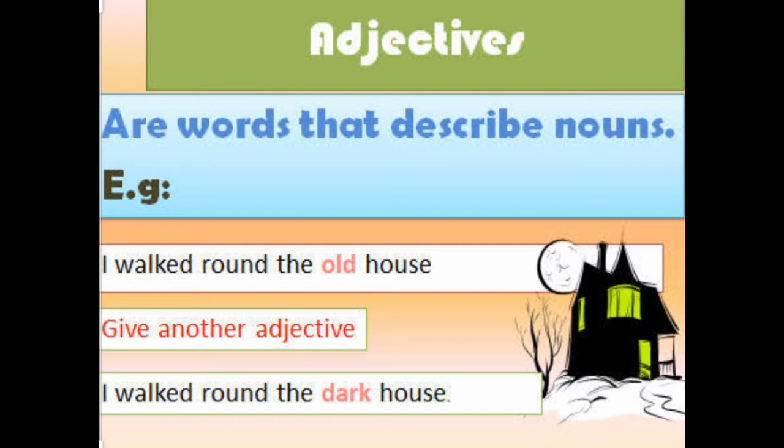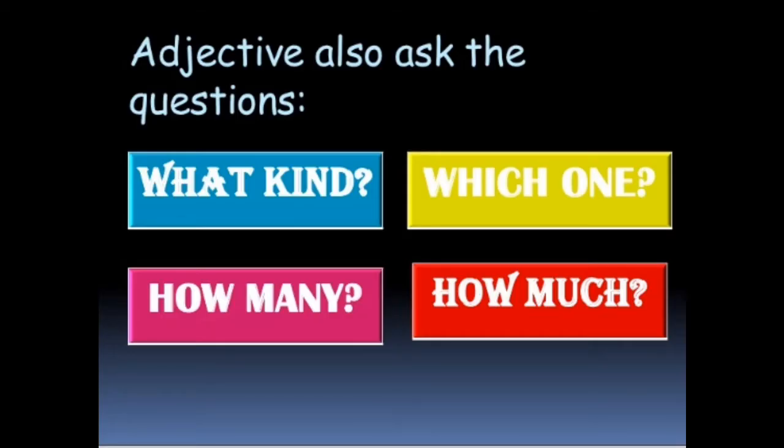In the same way, I walked around the dark house. Now, here again, house is the noun, and the word dark is telling us about the noun house. हमें house के बारे में बता रहा है. House कैसा था? Dark. So, dark is an adjective here. Okay. So, adjectives also answer the questions what kind, how many, which one, how much. So, these are some of the questions we can ask for getting adjectives.